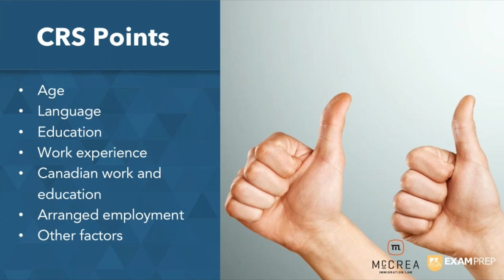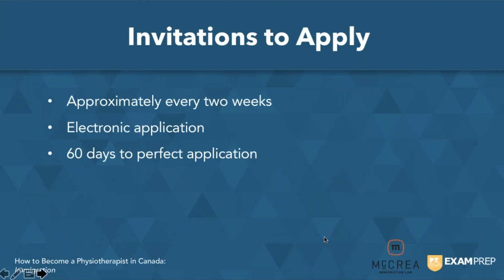Canadian work and education is a separate factor. Then arranged employment, and we'll talk a little bit more about what that means in a bit, but it's not enough just to have a job offer. It's a job offer that has to be vetted and approved by the Canadian government. And then a couple of other factors, like having a sibling in Canada and some provincial approvals and some other factors, but those are the main ones right there.